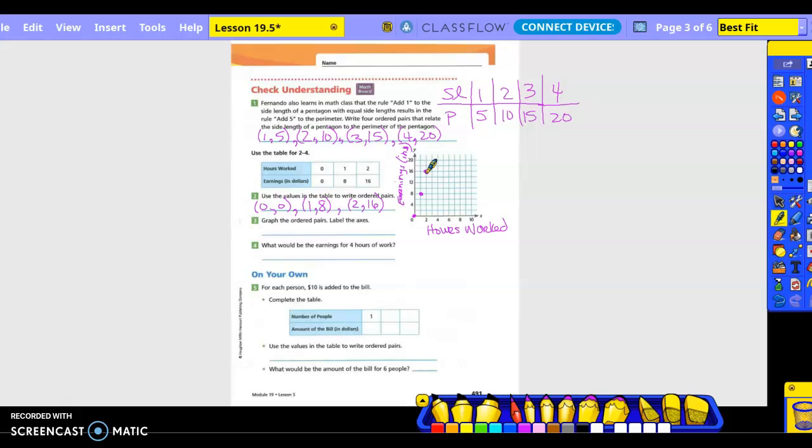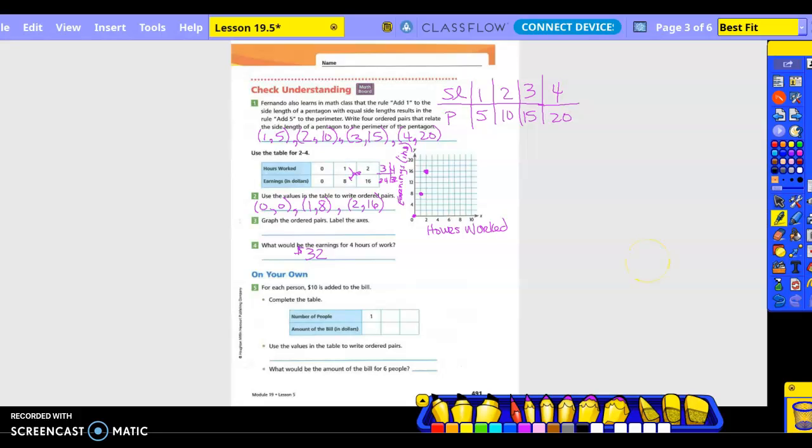Okay. What would be their earnings for 4 hours of work? So I would go ahead and extend this out. 3 would be what? So basically, I take this times what, guys? Times 8, right? So 24. 4 would be 32. So $32 for 4 hours of work.